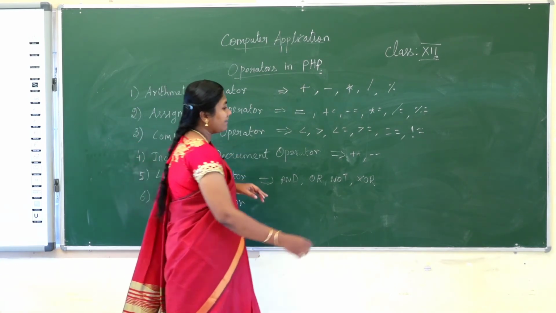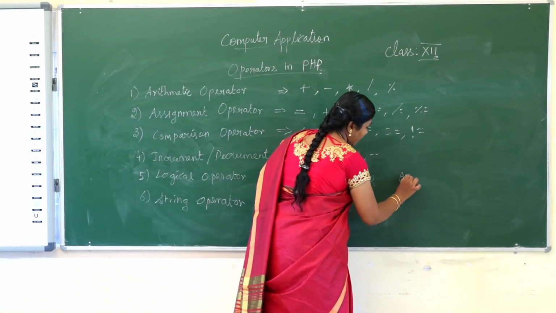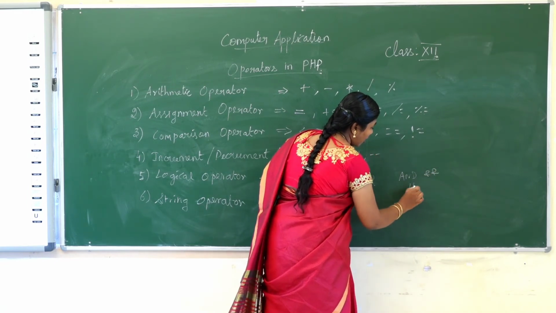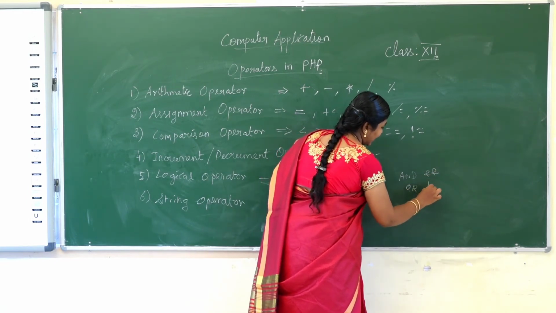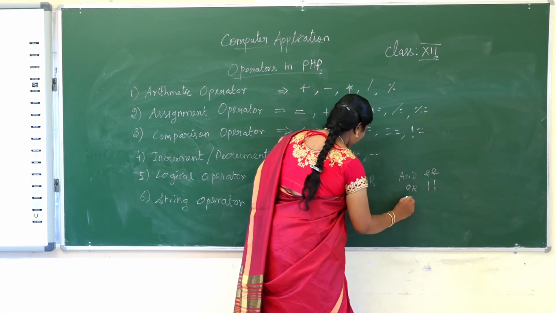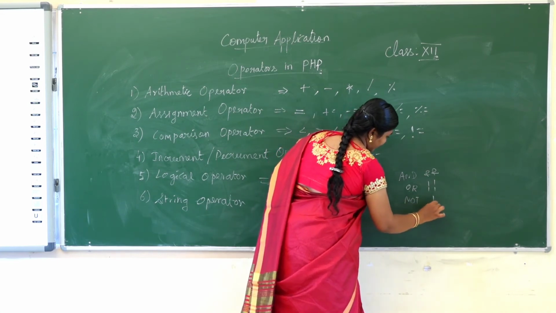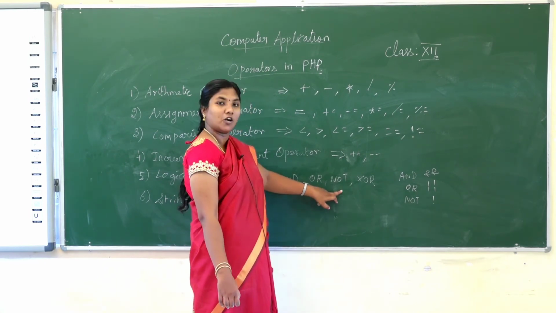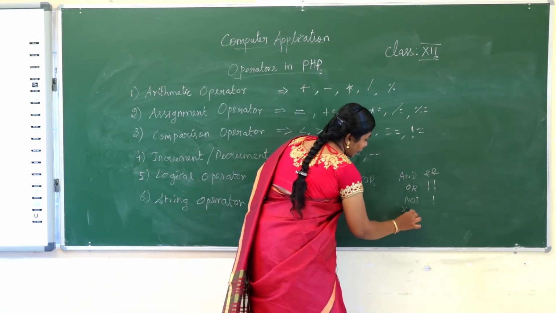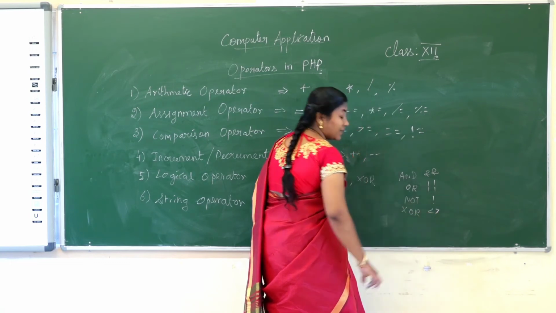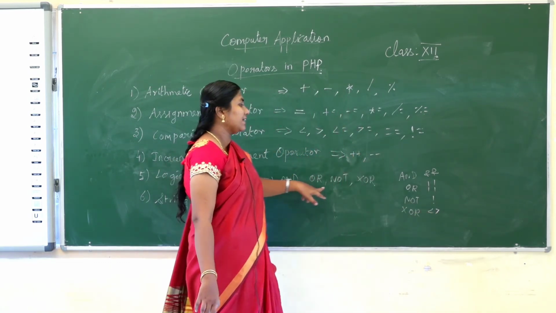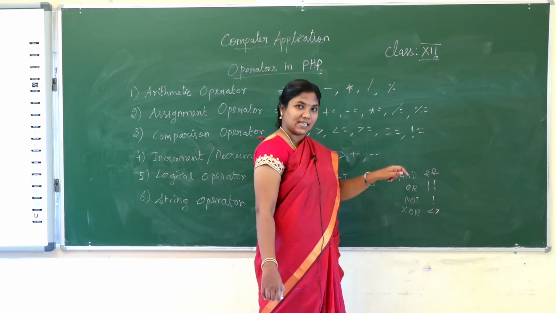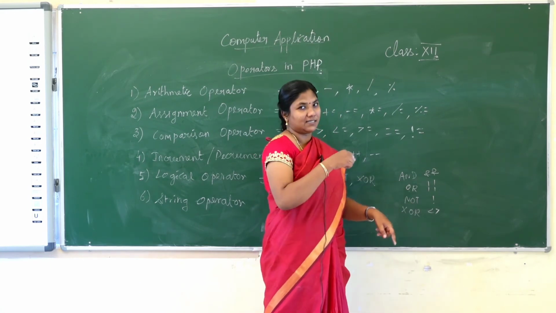For and we will be using a symbol. What will be the symbol used for and? Double ampersand. For or you will be using the pipe symbol, and for not you will be using the exclamation symbol. Okay. So and, or, not. For XOR you will be using the less than greater than symbol. Okay. So for and, double ampersand; for or, two pipe symbols; for not, the exclamation mark; and for XOR, the less than greater than symbol.